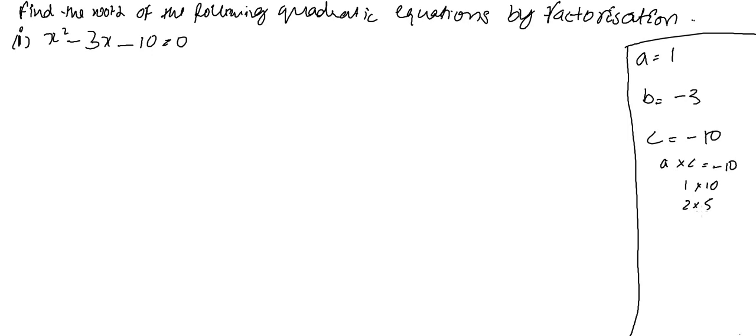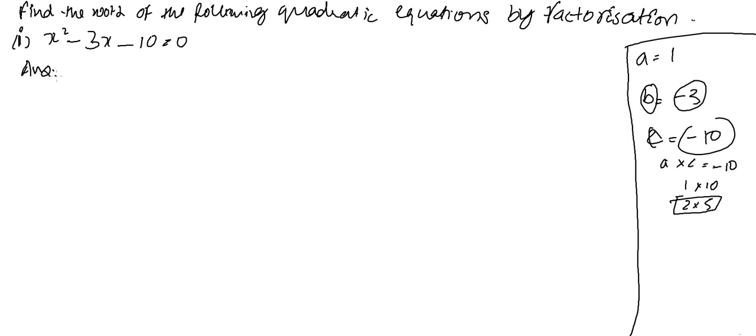So what you have to do right now is, from these factors you should find one pair in which, when we multiply those factors we should get c, and when we add or subtract those factors, we should get b. So here we can see that 2 into 5, when we multiply it we will get minus 10, and when we subtract it we will get minus 3.